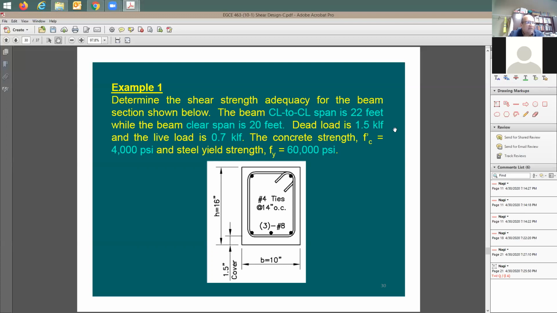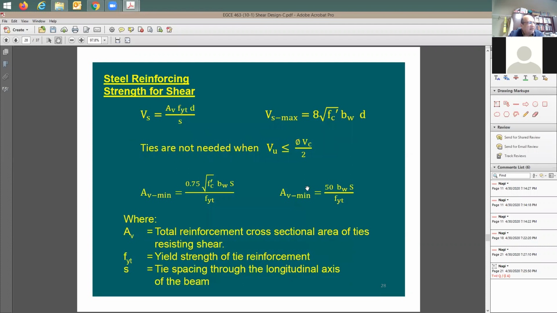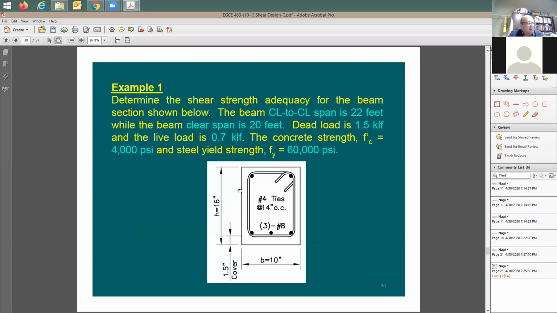Dead load is given as 1.5 kip per linear foot, and the live load is 0.7 kip per linear foot. Concrete strength is provided. Yield strength for the steel is provided. I have number 4 ties, and the spacing is given as 14 inches. Bottom steel is not that critical, but what I really care about is the tie and the spacing. Based on this equation here, if I may go back a couple of slides, A_v that you have in this equation, when you have number 4 ties at 14, A_v is going to be equal to 2 number 4. Why 2 number 4? Because I have 2 legs.